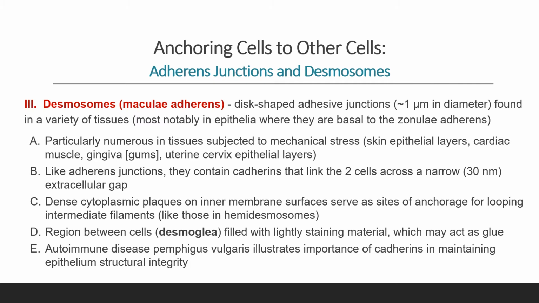Like adherens junctions, they contain cadherins that link the two cells across a narrow extracellular gap. They have dense cytoplasmic plaques on the inner membrane surfaces that serve as sites of anchorage for looping intermediate filaments. And the region between cells, what we call the desmoglea, is filled with lightly staining material which may act as glue. And the autoimmune disease pemphigus vulgaris illustrates the importance of cadherins in maintaining epithelial structural integrity.